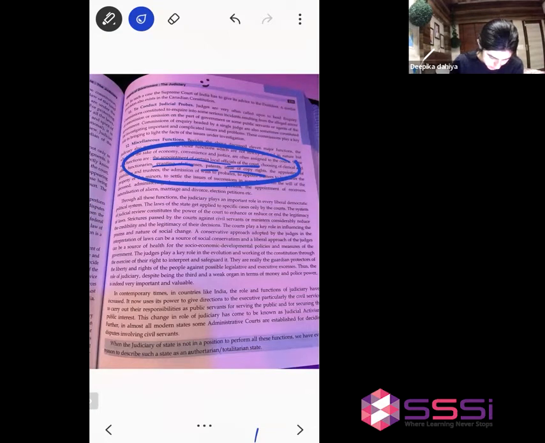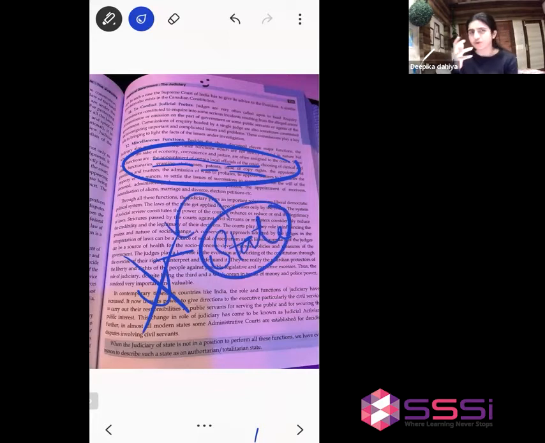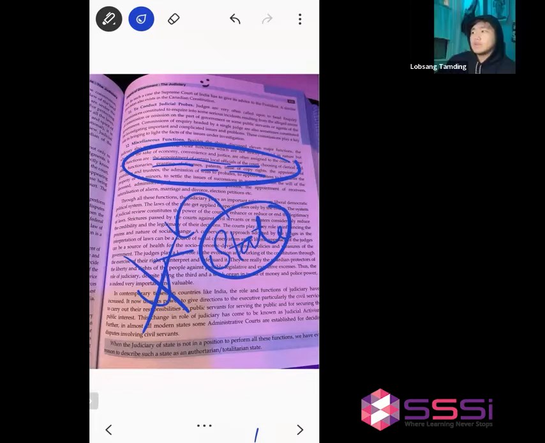Okay. Now, if there is no judiciary in the state, that means the government is performing the judicial functions as well as other functions. What do you call this state to be? What would it be if there is no judiciary? I mean, what will the state be called?